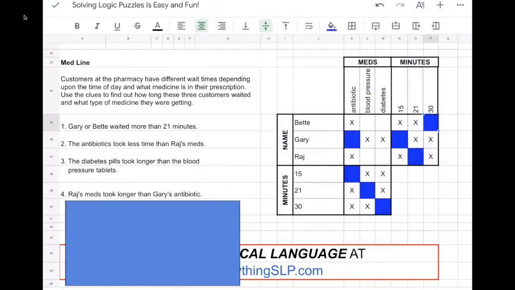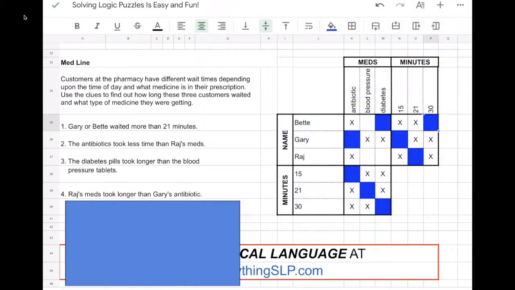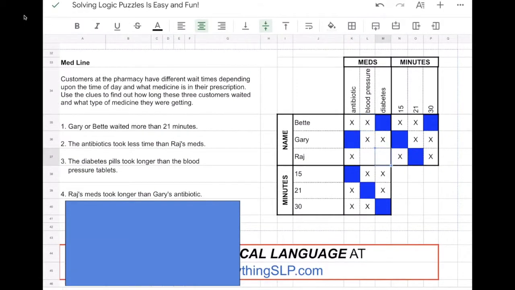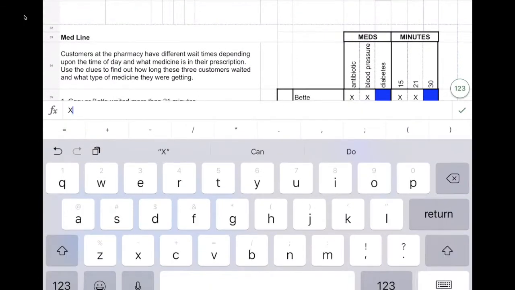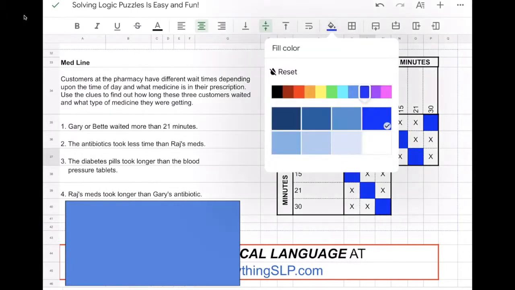And we can do some more cross-referencing. 30, 30. Where those intersect, that has to be the answer. So 30, diabetes, 30. We got that one. Let's X that out. That one is no longer an option. And this one is no longer an option. And that gives us the final one here.